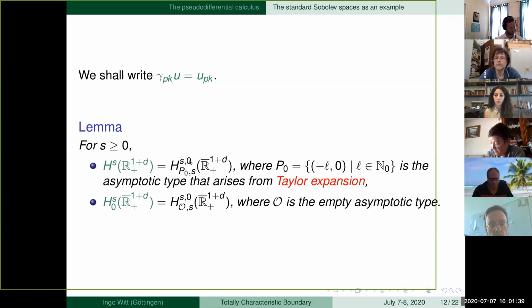Yeah, so if you just take P, the asymptotic type, to be the type P naught, which results from Taylor expansion at x equals 0, and we take zeta to be S and delta to be 0, then we have the usual Sobolev space. With the same parameters, but the asymptotic type being the empty asymptotic type, meaning that P is empty, we have these supported Sobolev functions. So functions in H^S on the whole space, having support in this closed half space. So these standard cases are included.